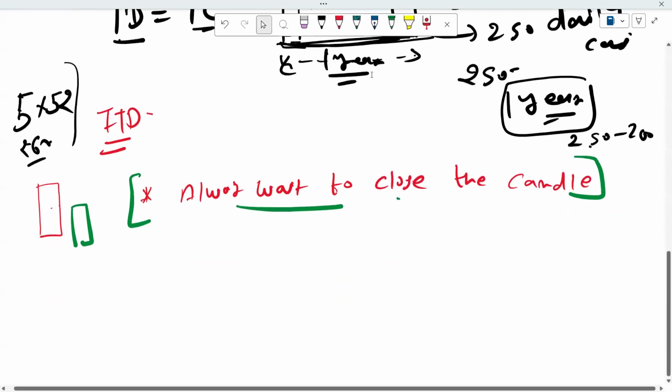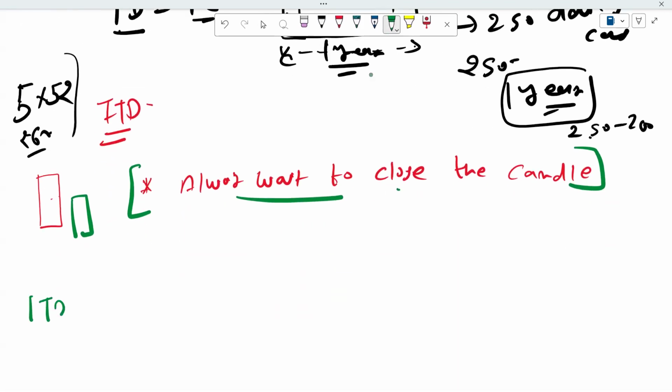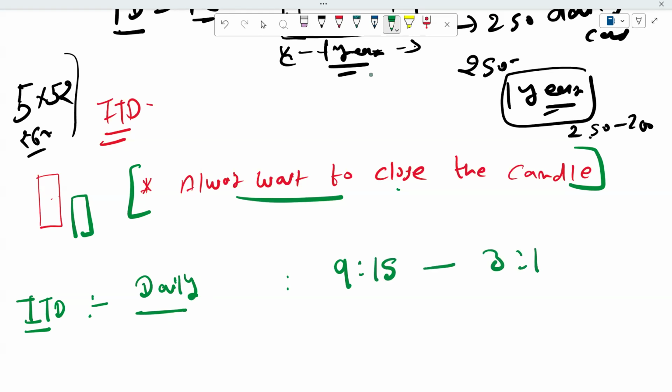Suppose you are an intraday trader, so it is obvious that we will not go for the daily time frame, because only when our daily candle closes will you take a trade. And an intraday trader is a trader that takes a trade at 9:15 to 3:15. In this time frame he will book his profit or loss, whatever it is. So it is obvious that we will not go for the daily time frame.